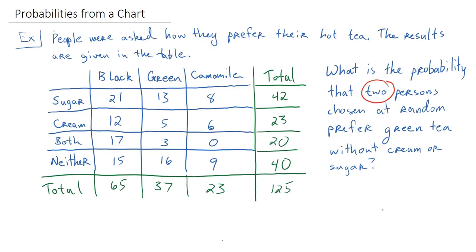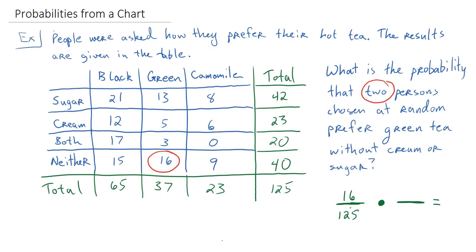Alright, so to work this out, we need to find the probability of each event, and I'm going to put a fraction bar for each probability, and then once we find those, we multiply them together to get our total probability. We have two events here, so I'll have two fractions that I multiply together. If I had 5 events, I'd have 5 fractions that I multiply together, and so on. So what's the probability of having one person chosen at random who prefers green tea without cream or sugar? Well, one person without cream or sugar, that's in the neither category, right? They prefer neither cream or sugar. Green tea, so there's 16 of those. So my numerator is going to be 16. My denominator is the 125, the total.